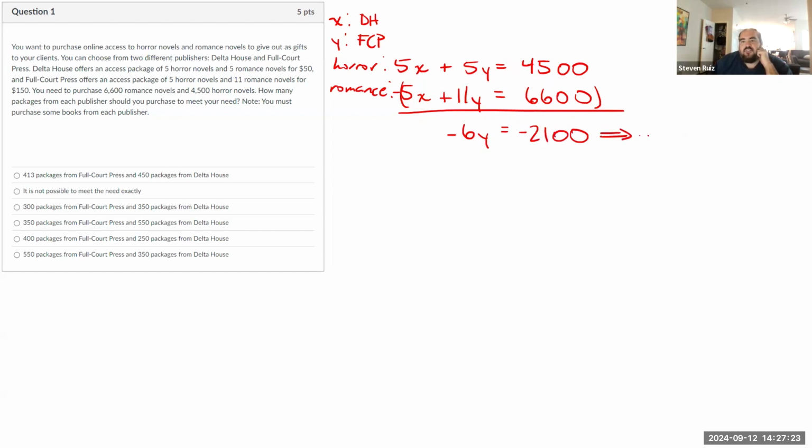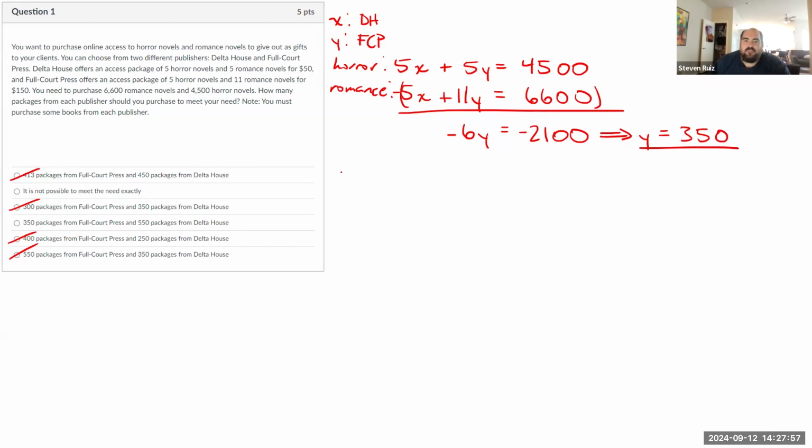If I solve that for y, what do I get? Should get 350. So I believe I've solved for one of my variables. Let's look at the choices now. I should have 350 packages from Full Court Press. So that's not this one. That's not this one. It looks like I have my answer, but I really should find what X equals before I choose that.